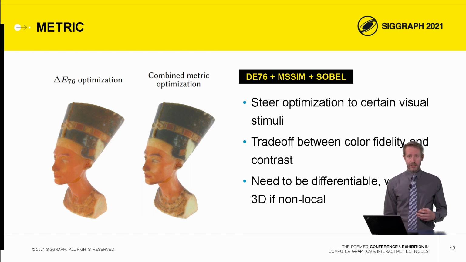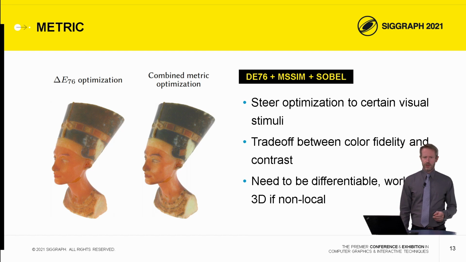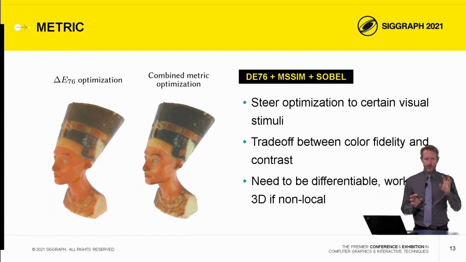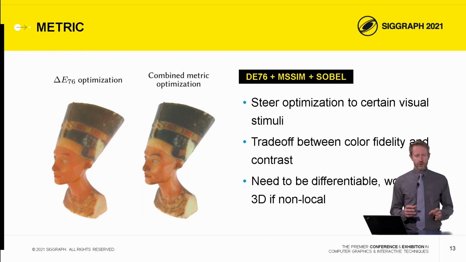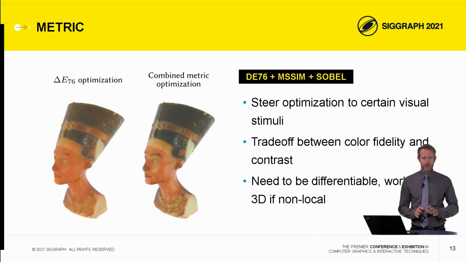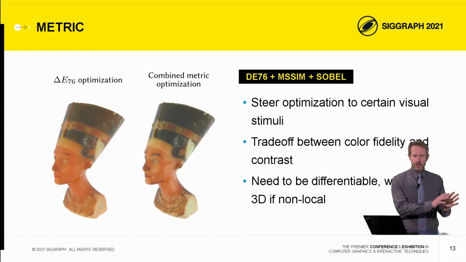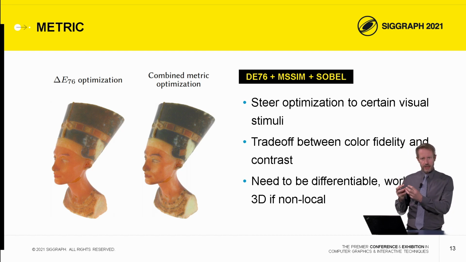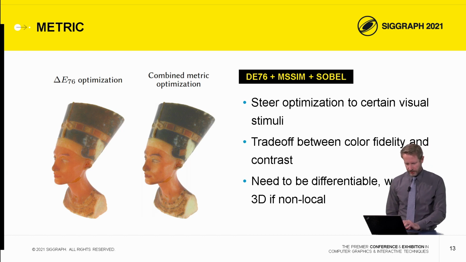To make the optimization favor these stimuli as well, we opted to use a combination of delta E76, MSSIM, and an edge detector. And we put them together using different weights, which actually allows us to adjust the optimization to favor certain visual stimuli. For example, we can adjust the optimization to get the best possible color image, or we can adjust the optimization to favor high contrast and sharpness of texture details.